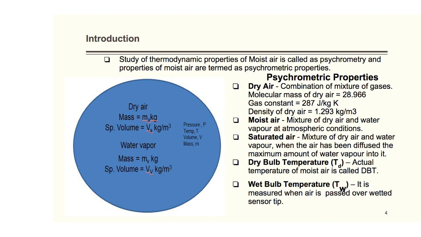And what is wet bulb temperature? It is measured when air is passed over the wetted sensor tip of a bulb thermometer. We will see in the next slide what the importance of this wet bulb temperature is.